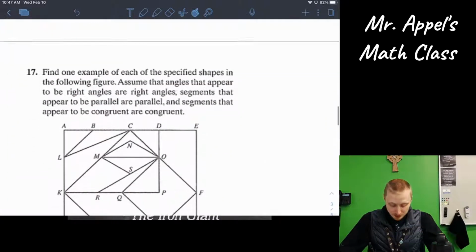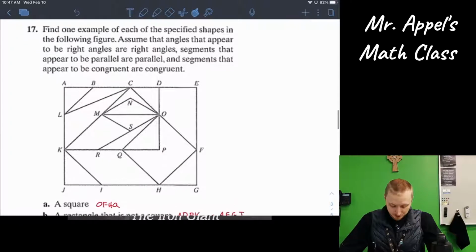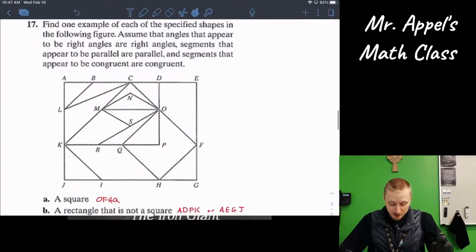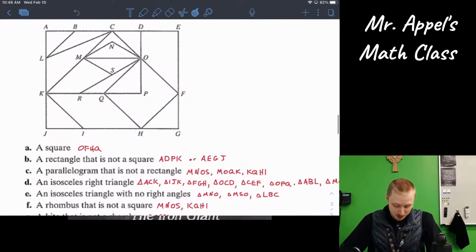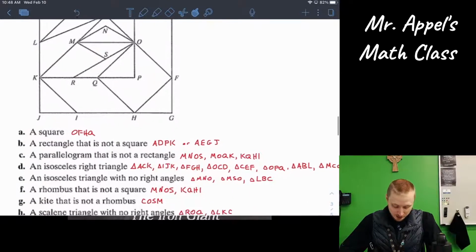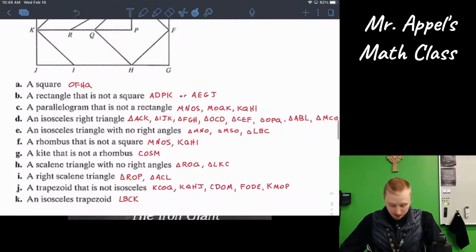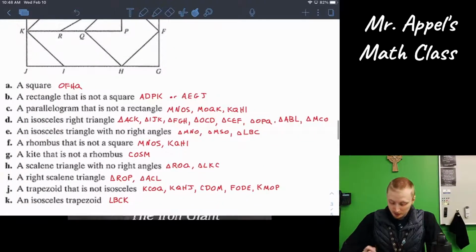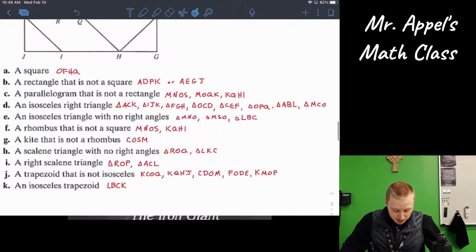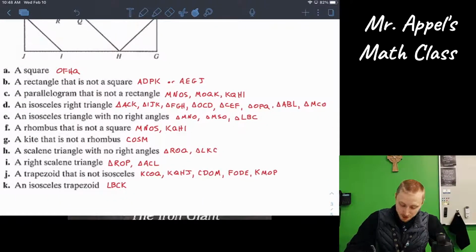All right, and then number 17 was this gigantic figure of lines going everywhere, right? Assume all of the best qualities, and you're basically playing geometry I Spy here. Okay, find a square, find a rectangle, not a square, right? Find a parallelogram that's also not a rectangle. And so you only needed one option for each of them. Many of them, there were multiples, right?